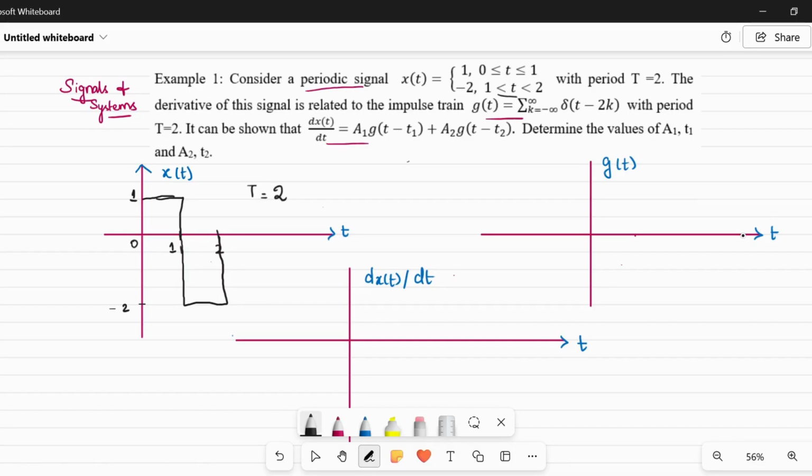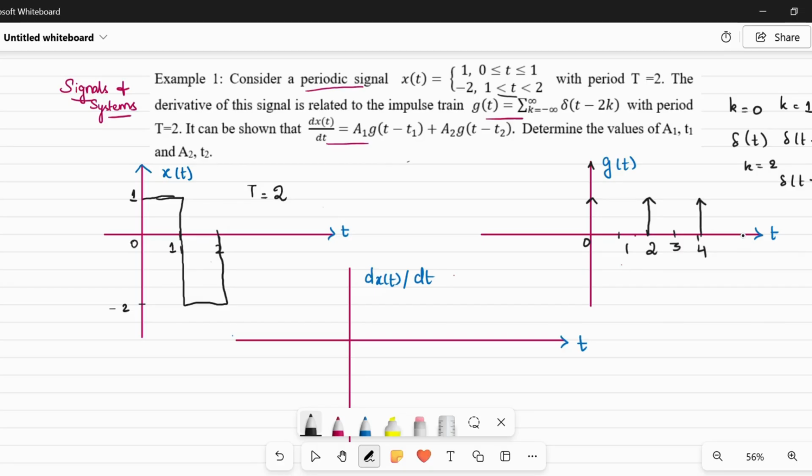Next we'll plot the signal g of t, which is the pulse train, and it says delta of t minus 2k. When k is equal to 0, delta of t will be at the origin, and when k is equal to 1, it will be delta of t minus 2, so it will be at the point 2. When k is equal to 2, it will be delta of t minus 4, so the next impulse will be right at 4.